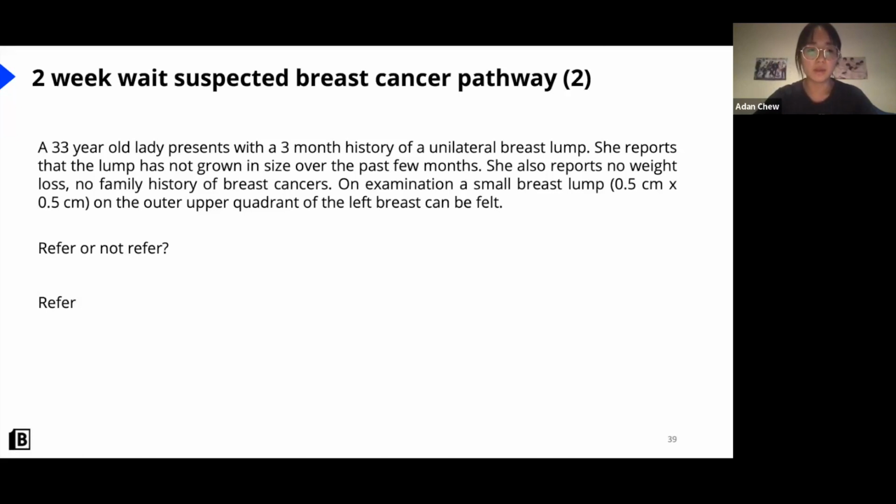And she's got a lump as well. So it's unexplained, and it's in the upper outer quadrant. So there are a few worrying clinical features, so I guess the best thing to do would be to refer.